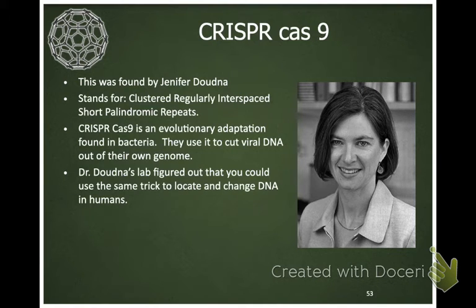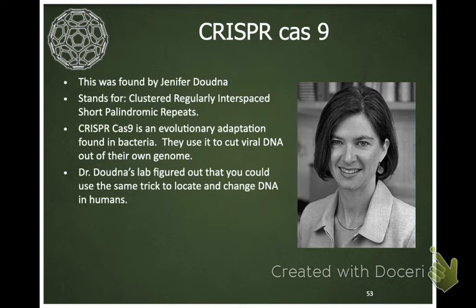CRISPR-Cas9 is an evolutionary adaptation found in bacteria. They use it to cut viral DNA out of their own genome, because some viruses, when they invade you, actually take their DNA and stick it into your DNA. A lot of that junk DNA that we've talked about before in you is stuff that viruses have shoved into the human genome over billions of years. Bacteria were using naturally occurring CRISPR as a means to snip out stuff that didn't belong in their DNA.